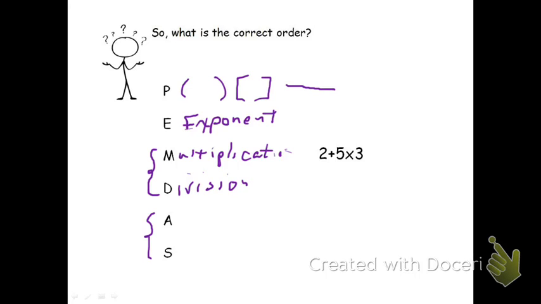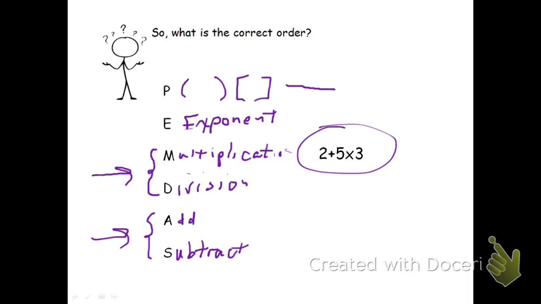And then, last but not least, you're adding and subtracting. And again, those are basically tied. You do whatever comes first from left to right. Okay, so if we follow this order of operations with our problem over here, there are no grouping symbols. There are no exponents. There is multiplication, so it says do that first. So we have 2 plus 15, and then add, finally, the last step. So the correct answer was 17.